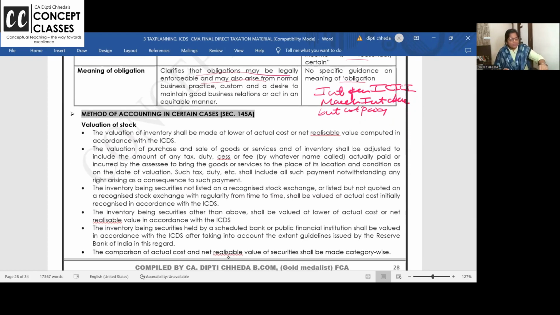I want all of you to write one important point which is not printed in the books, but they are asking. 1 second. No?